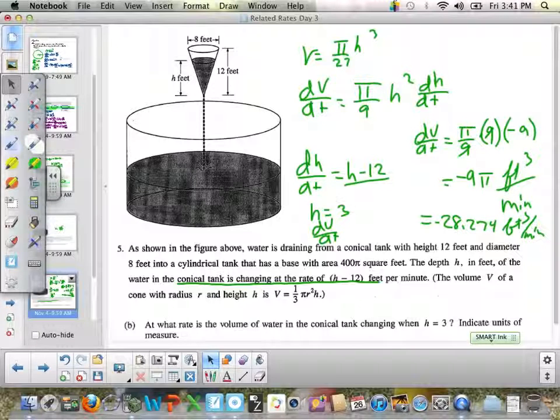So that is how fast the volume is changing. I'm going to hold off on part C. We'll do that together in class on Wednesday.